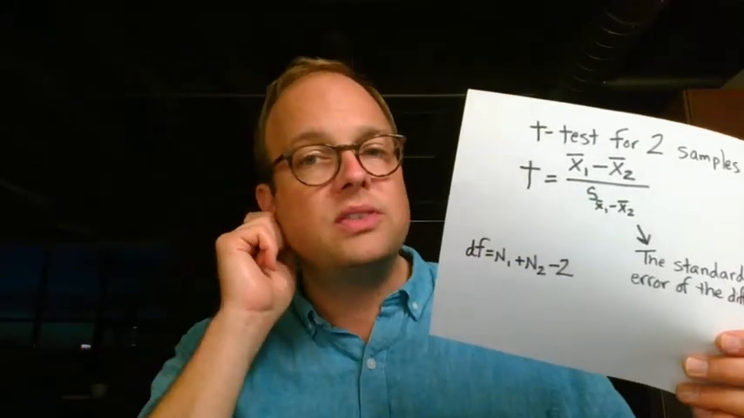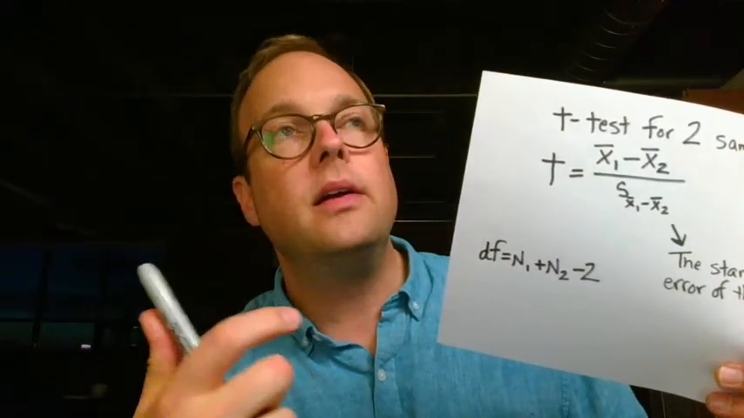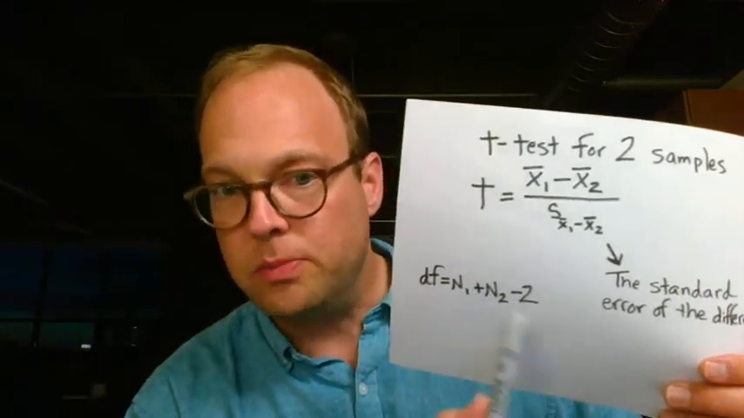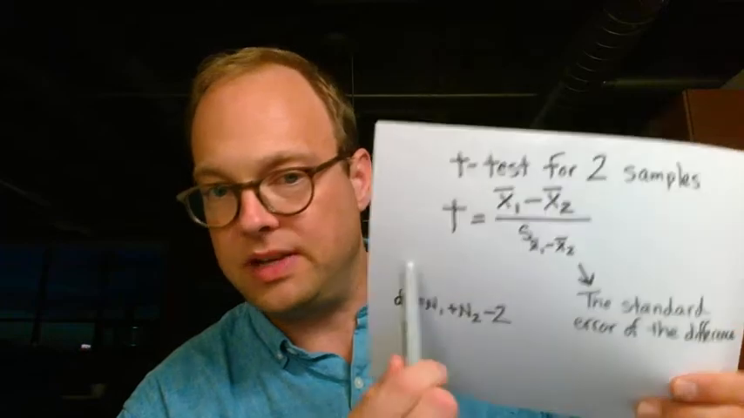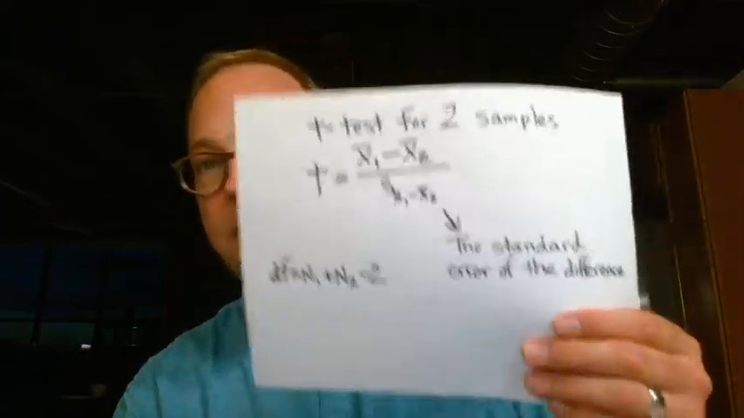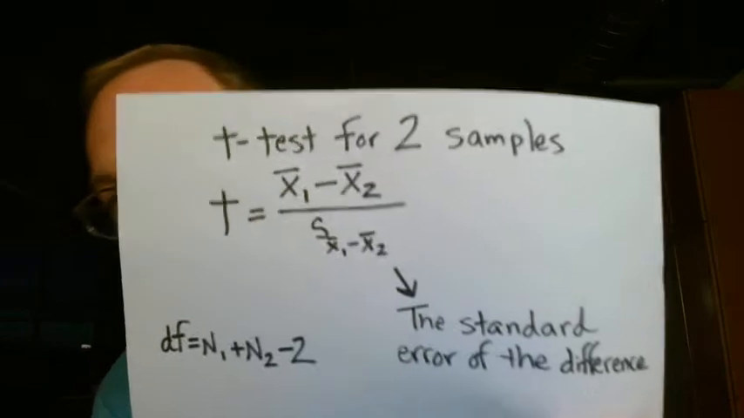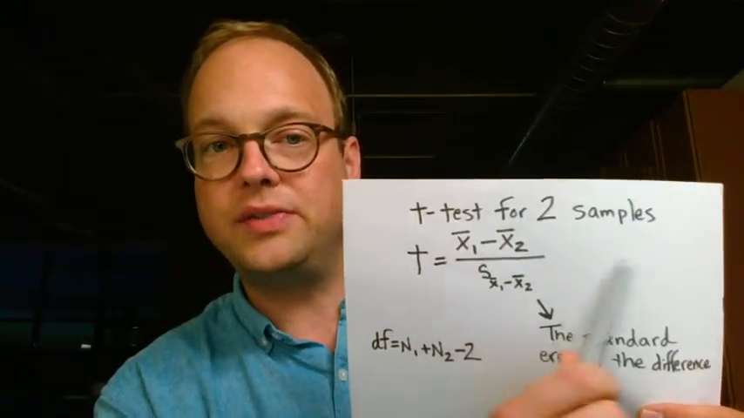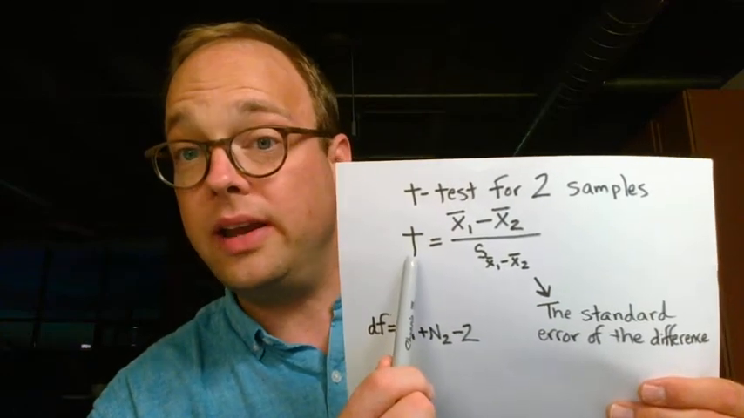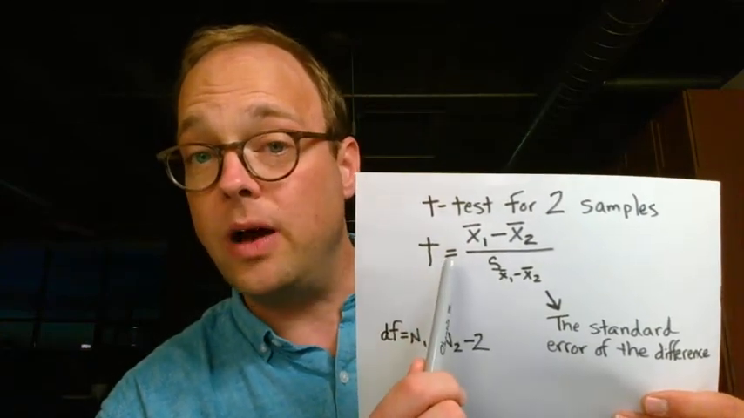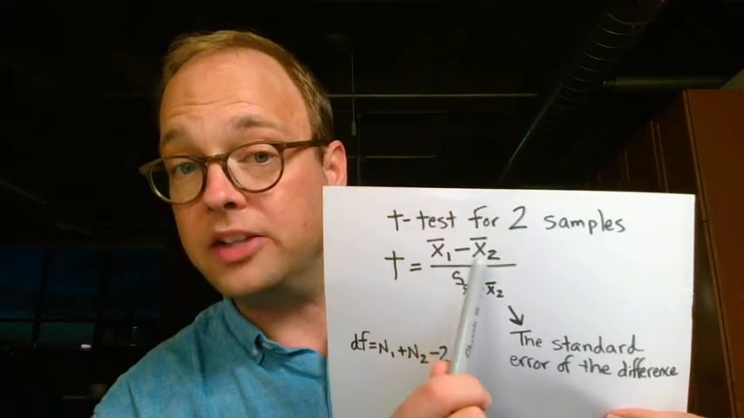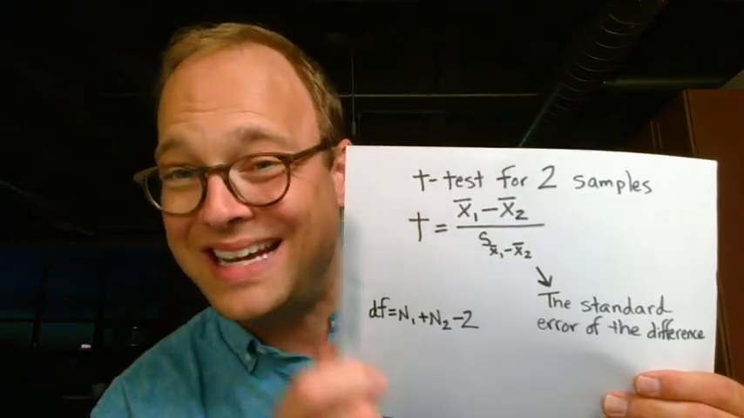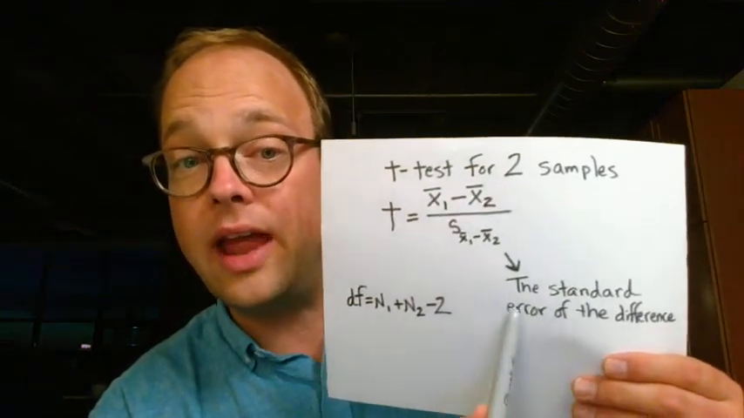In future clips, when we're going through examples, I might just simply say n1 plus n2 minus 2, which I might not say sub. But get a hold of a copy of this, keep it handy. T-test for two samples: data-generated t is found by taking mean 1 minus mean 2 divided by the measure of standard error for the two samples. Its technical name is the standard error of the difference.